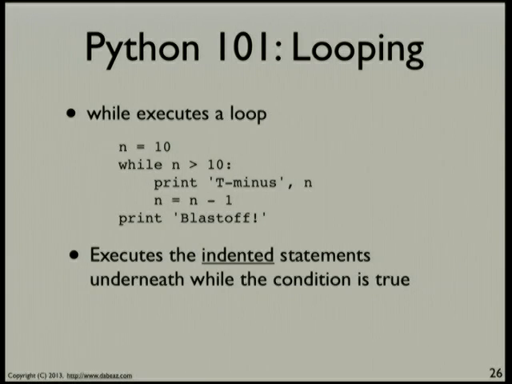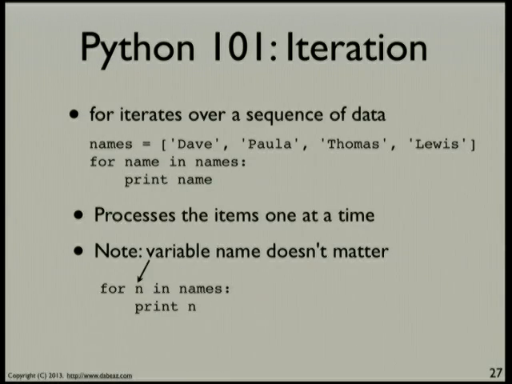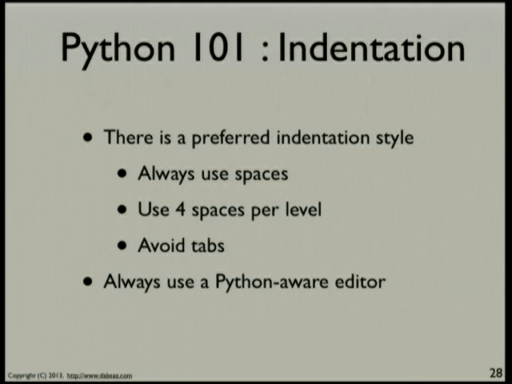There's a while loop, which basically just executes the indented statements under there as long as some condition is true. And then there's a for loop, which is used to iterate over data. So if you have a list of names or something like that, the for loop will process those one at a time, going over data. Just a few notes about conditionals and loops and so forth.